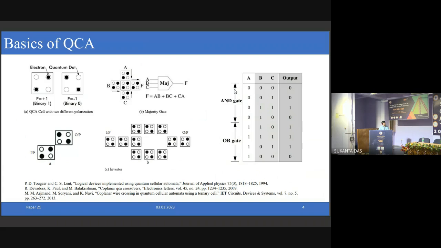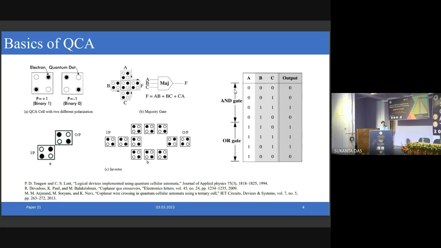Now, coming to the basic part of QCA, the elementary element is the QCA cell, where four quantum dots are there. In between these, two electrons are present diagonally adjacent to each other. In QCA, the basic gates are the majority voter and inverter. The majority voter has three inputs. It is represented on the right-hand side, where A, B, C are the inputs and F is the output. By fixing any one of the inputs, we can realize an AND gate or OR gate. To realize an AND gate, we need to fix it at zero, and for an OR gate, we need to fix it at one. The truth table is given on the right-hand side.